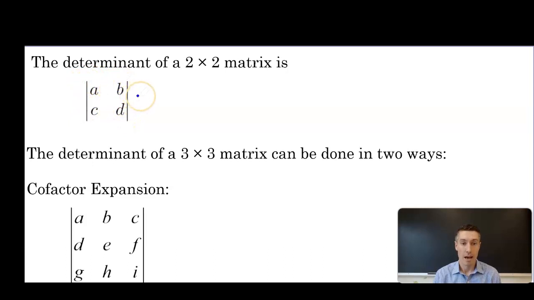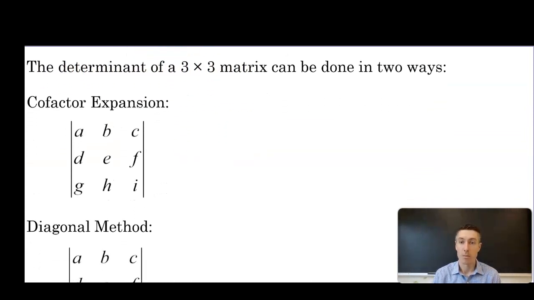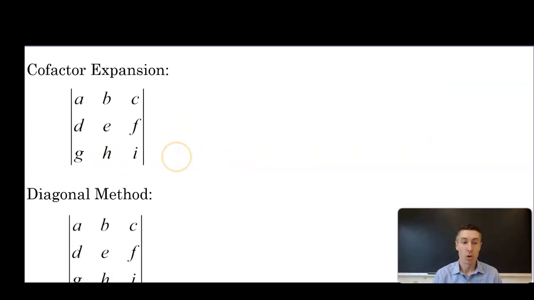So then we have a 2 by 2, 2 rows, 2 columns. The lines mean determinant, so our determinant is going to be AD minus BC. Right? And the reason we need to define a 2 by 2 determinant is we're going to use that in finding a 3 by 3 determinant. So the determinant of a 3 by 3 matrix can be done in two ways. I'll show you both, and then it's down to a matter of preference.